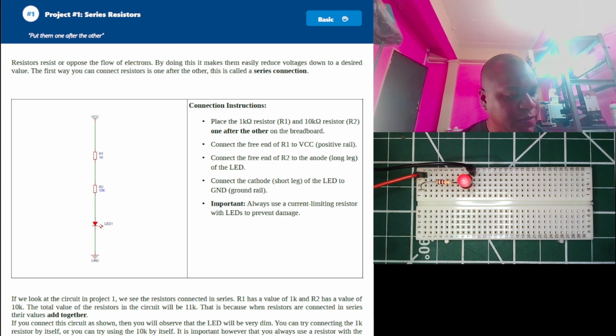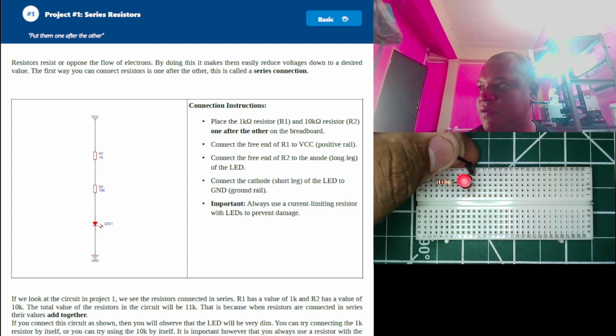So we have our resistor here, and what I'll do is look at resistors in series. When we put resistors in series, we connect the resistors one after the other. And what that does is it adds. So when you put resistors in series, we have a 1K and a 10K that add together. We can examine that in practice.